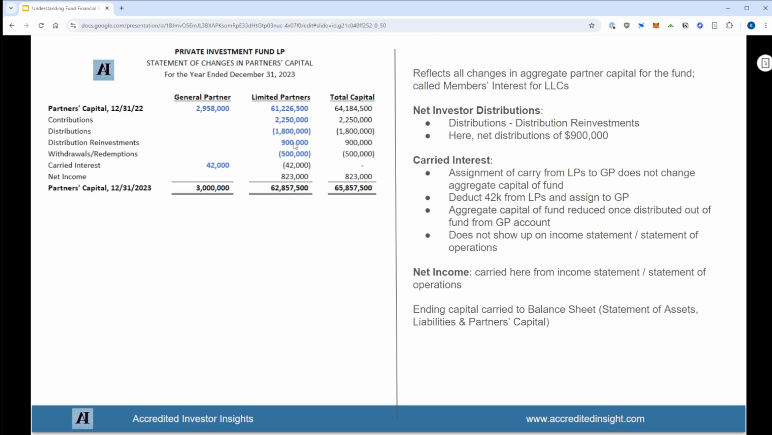The next two lines after that, the negative 1.8 and the positive 900,000, together represent your net investor distributions. That net meaning it removes the DRIP, right? The dividend reinvestments. So, for example, the fund had 1.8 million of distributions to investors. It actually only remitted half of that because the other half, 900,000, was reinvested back into the fund. So together, you'll see later, these are net distributions.